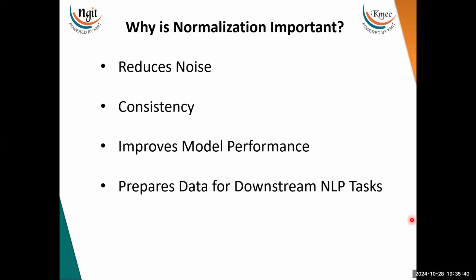So why is normalization important? The first one is to reduce the noise. What is reducing the noise? It is just to clean up the unnecessary or irrelevant information. For example, we have some stop words or some punctuation which we try to remove. That is called reduction in the noise. This will make the text easy to process for the models.